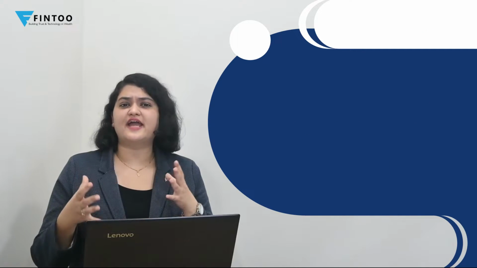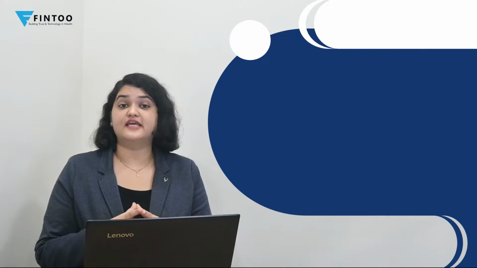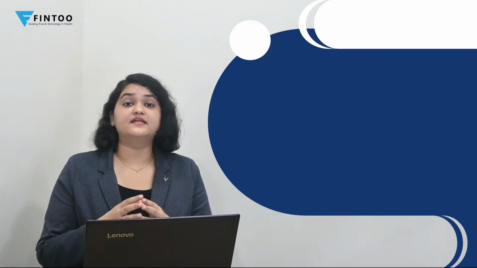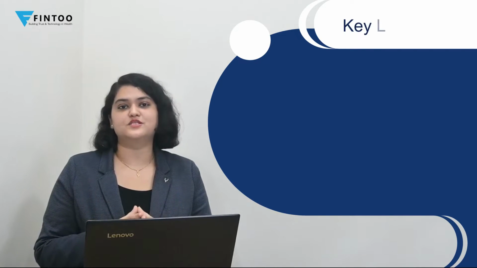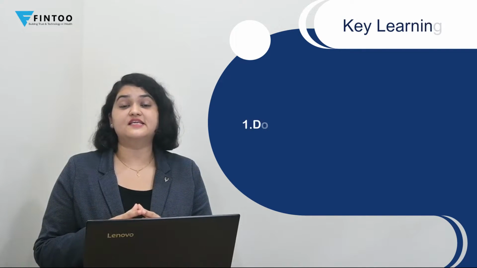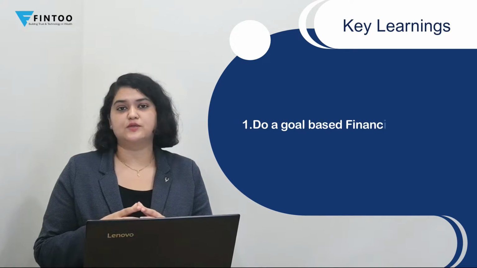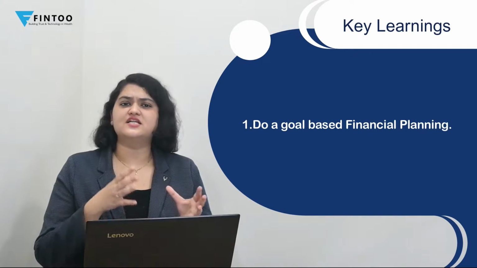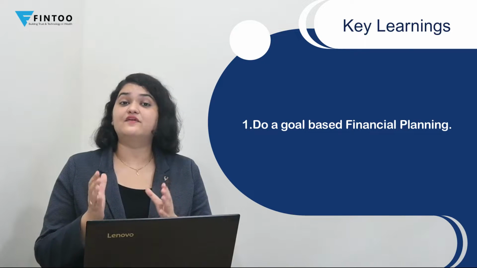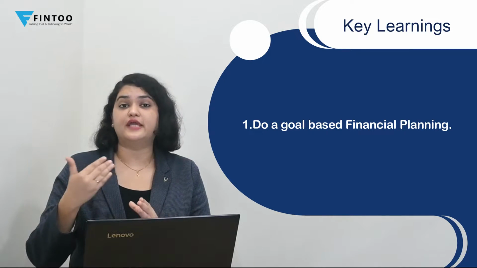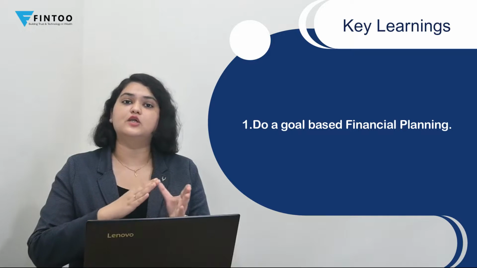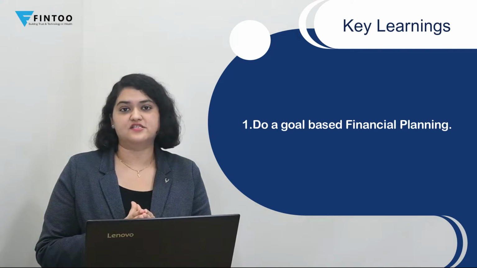Now that you have a fair idea about what Coffee Can investing is, let us move ahead and understand the key learnings from this book. The first learning is that you should do goal-based financial planning. Have a goal in mind like child's education or retirement, and once you have this goal in mind, you need to create your portfolio accordingly, keeping the long-term horizon of your investment.